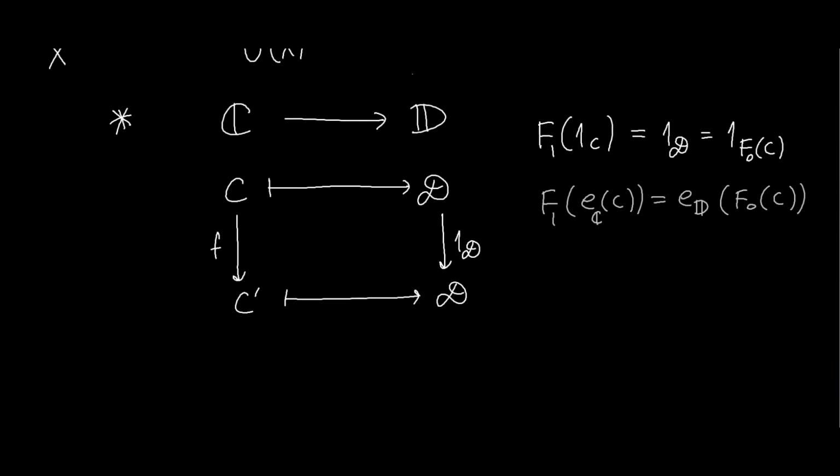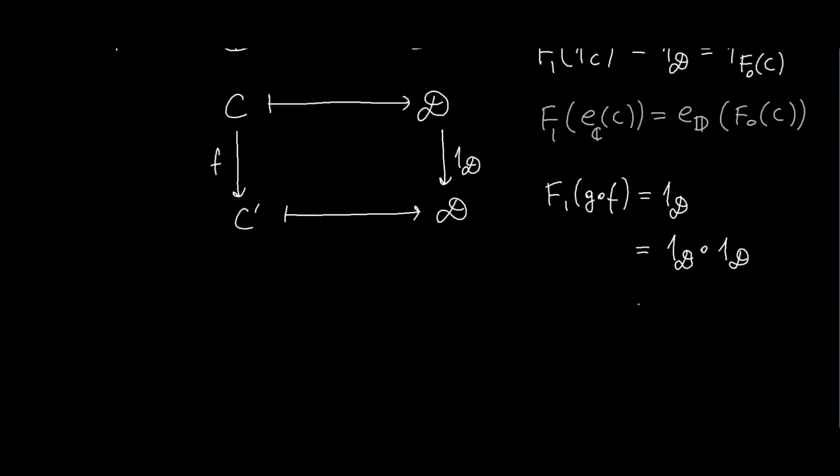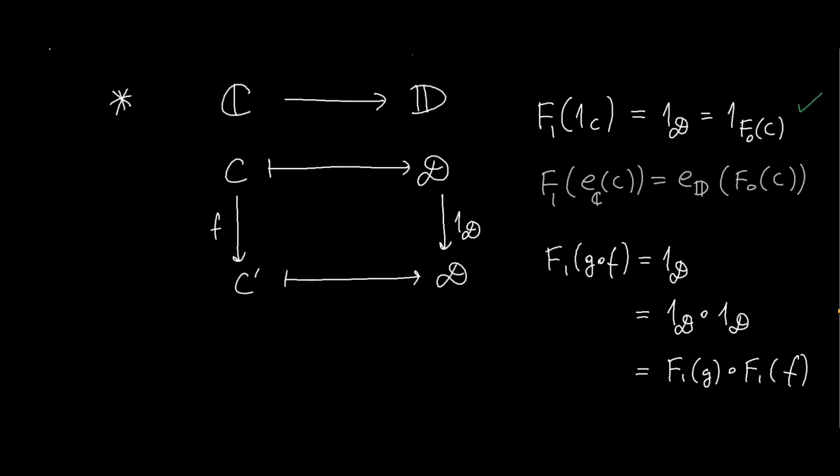So this holds because everything was mapped to identity object morphism, and then composition also becomes trivially true. So G composed with F will be equal to identity of D by definition of F, but of course identity of D is equal to identity of D composed with identity of D, and we can now interpret identity of D in two different ways, one as F1 of G and the other as F1 of F. So we indeed get a functor.